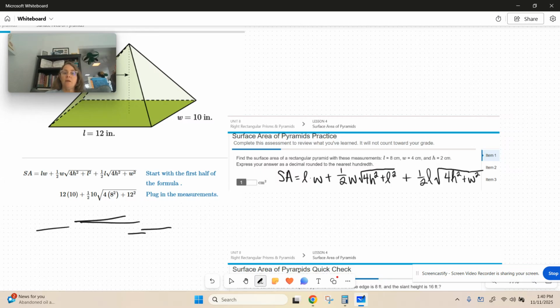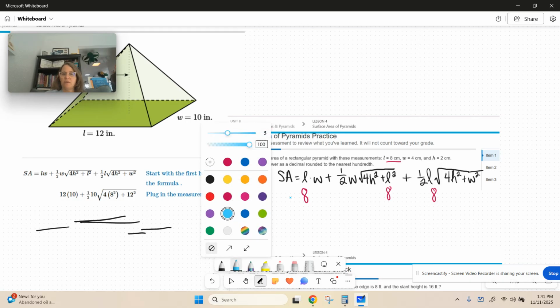Yikes. Now we're just going to substitute in the numbers that they gave us. So instead of length, I'm going to write an 8. And there's another one here. There's one right here. Instead of width, I'm going to write a 4.